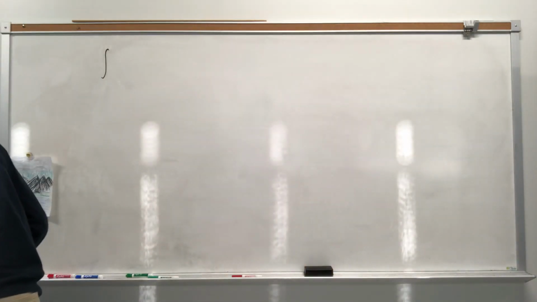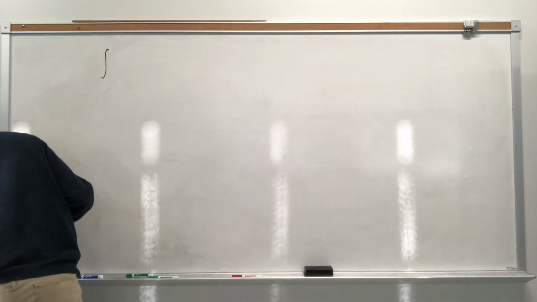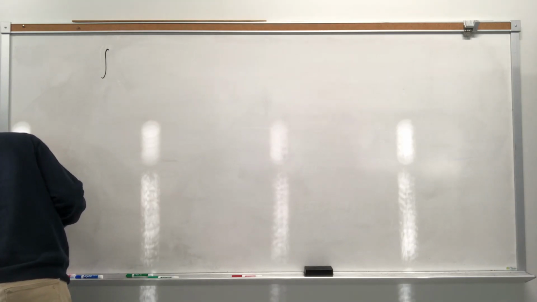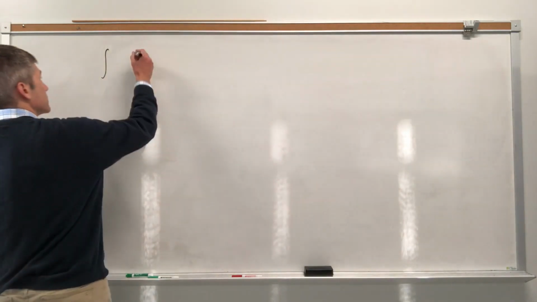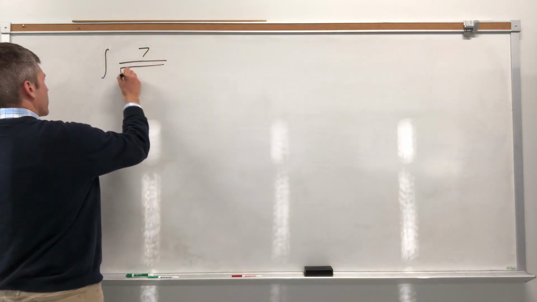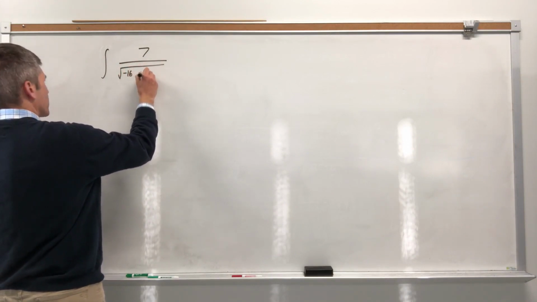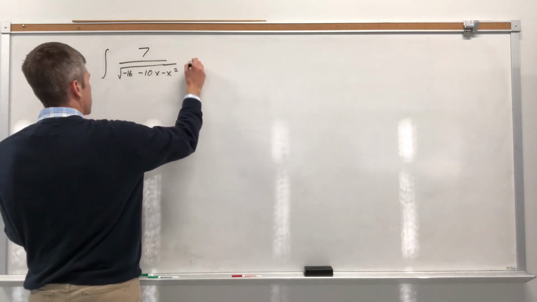And the next problem says, oh, this is a fun one. I want to make sure I copy it correctly because my copy and your copy are a little bit different. So I'm going to use what is the equivalent of your copy. 7 over the square root of negative 16 minus 10x minus x squared, and then dx.